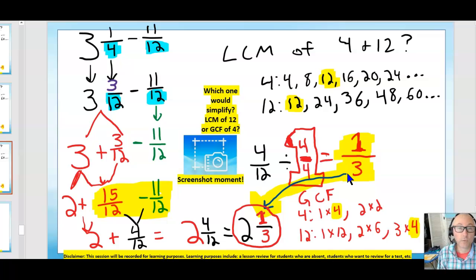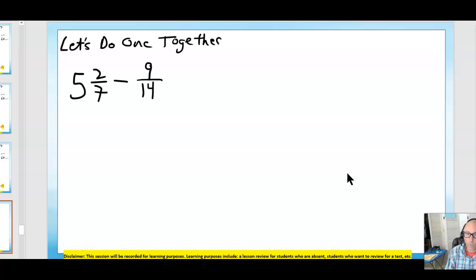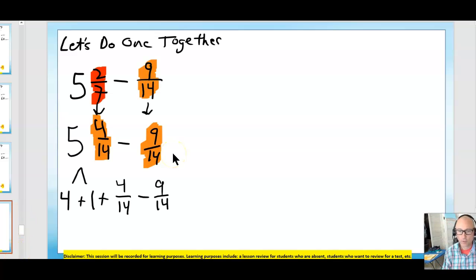Here's a wonderful screenshot moment if you want. Do one together. You know what? I think we've done enough. So you try this one by yourself and we'll see how you did. Okay, this is how I got so far. See how you did something similar symbolically. I'm not going to draw pictures this time, I don't think.